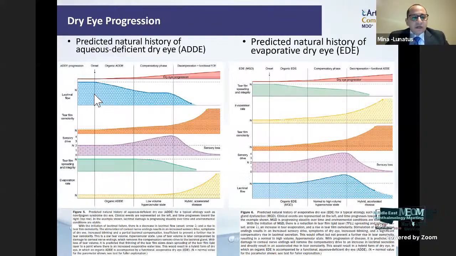history. The predicted natural history of aqueous deficient dry eye starts with a decline in the lacrimal flow, while in the evaporative dry eye, the lacrimal flow is maintained, but the main decline comes from the tear film spreading and the integrity of the tear film. And this is where we introduce Artilac Complete, because we've always had Artilac Advanced as a support to the lacrimal flow as hyaluronic acid 0.2%. And now we are introducing Artilac Complete to the evaporative dry eye disease patients suffering from meibomian gland deficiency or goblet cell deficiency, where the main goal of treatment is to restore the lost integrity of the tear film.